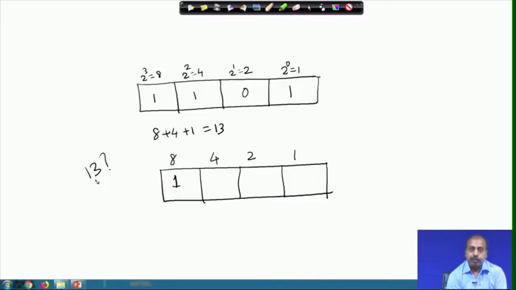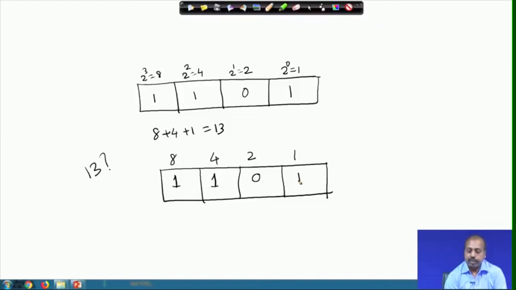Sorry, I am left with 5. Next value is 4. So, I have to take it because I need to reach 5. So, this one also I take. Now I am left with 1, fine, but the next weight is 2. So, I cannot take this. I put a 0 here, and the next one I am still left with 1. So, I take a 1 here.